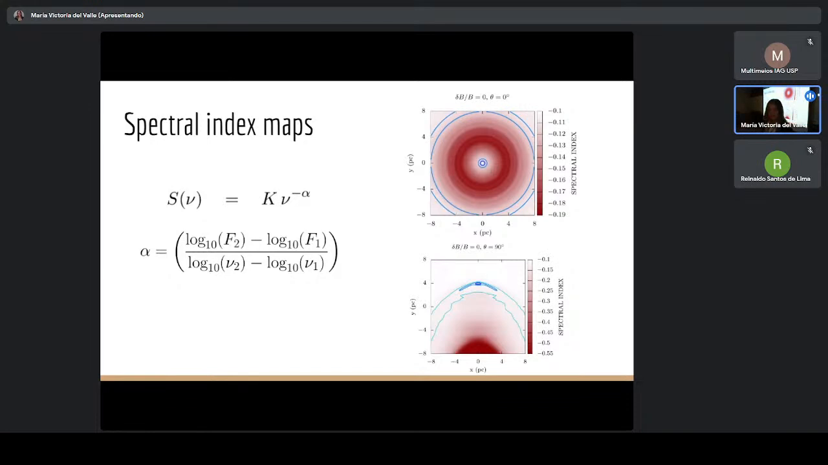So we also have changes in the spectral index. And this change is mostly produced by the contamination of the thermal emission.